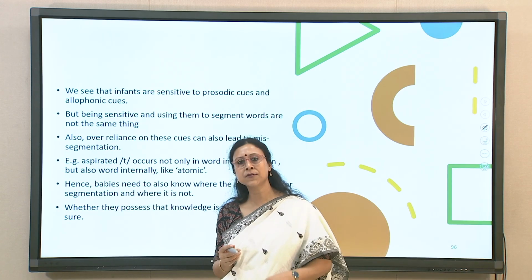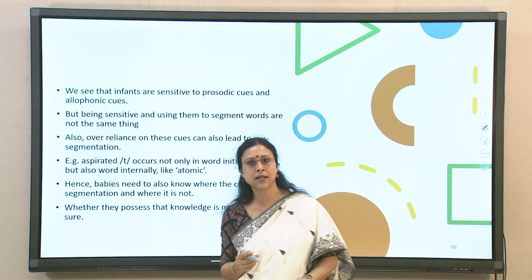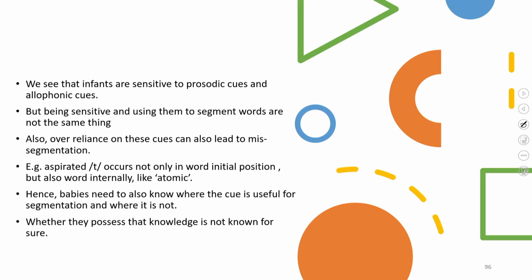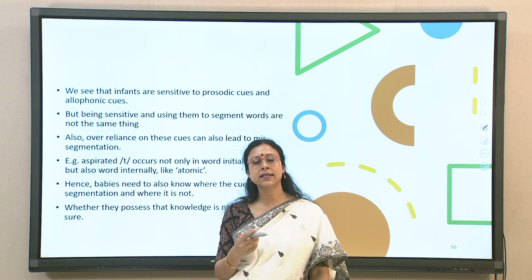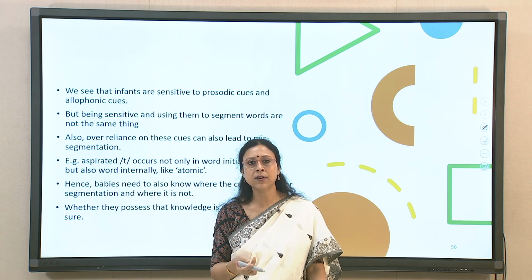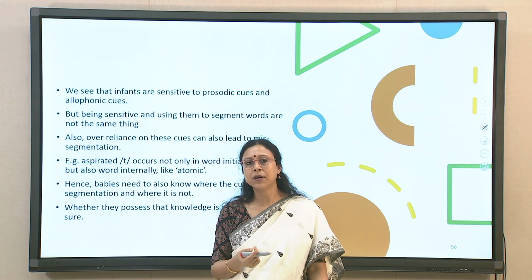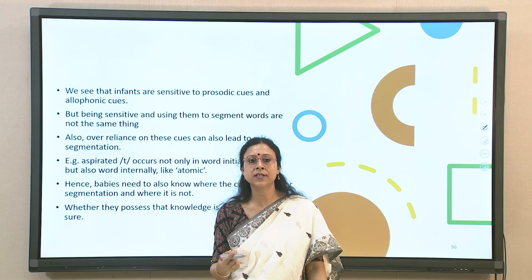So, these are allophonic cues. Infants do understand them, but it takes a little bit of time to develop. We see that infants are sensitive to prosodic cues and allophonic cues, but being sensitive and using them to segment words are not the same thing. That is our primary issue here. Also, over-reliance on these cues can lead to missegmentation. If the infant bases their understanding of segmentation entirely on these kinds of cues, this might lead to overgeneralization, because this will not always work.